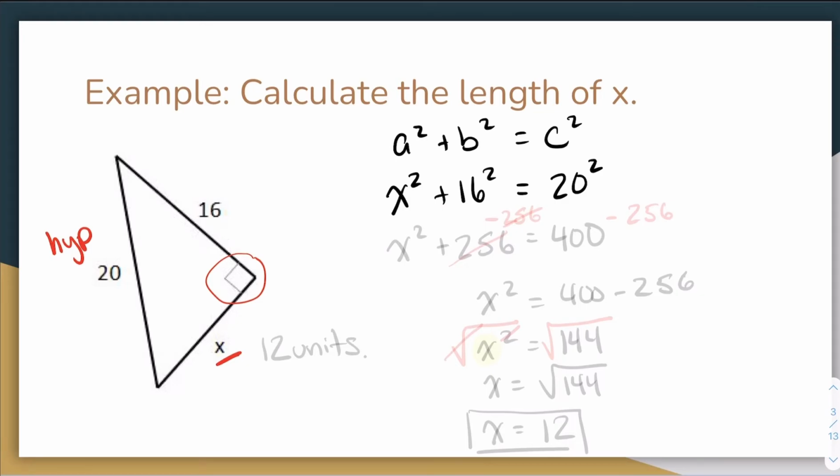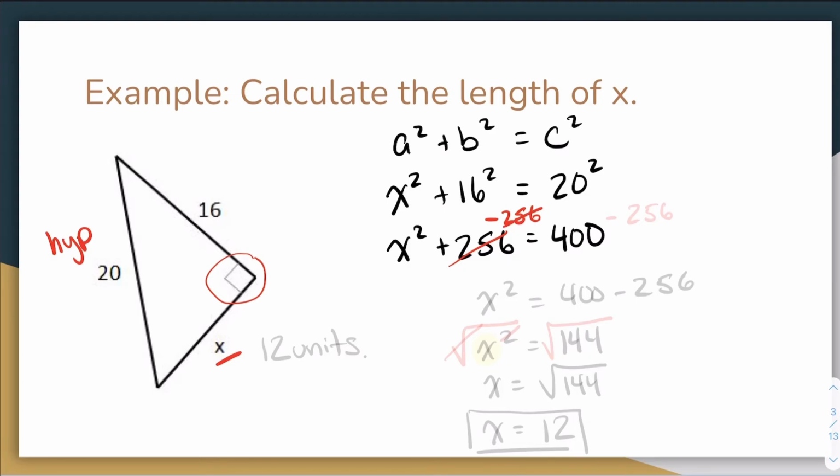My next step is just to simplify. 16 squared is 256. 20 squared is 400. I really want to get x by itself, and in order to do that, I first need to move the 256. Because we're adding 256, if I subtract it, it gets rid of it. They cancel each other out.